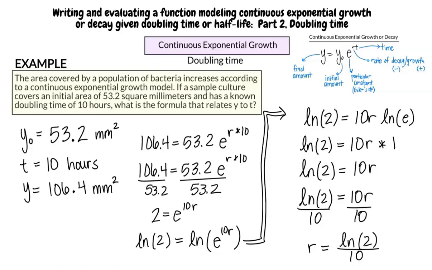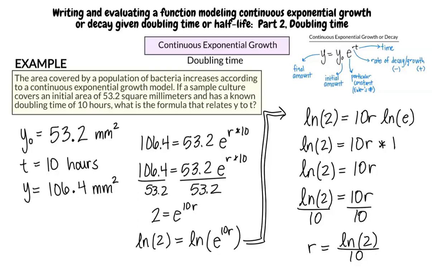I divide both sides by 53.2 and write 2 equals e raised to the 10r. Now I will take the natural log of both sides. Natural log of 2 equals natural log of e raised to the 10r. And simplify the right side. Natural log of 2 equals 10r times natural log of e.